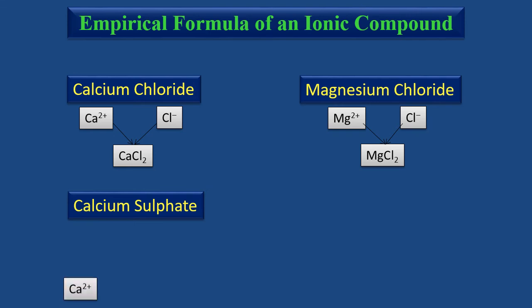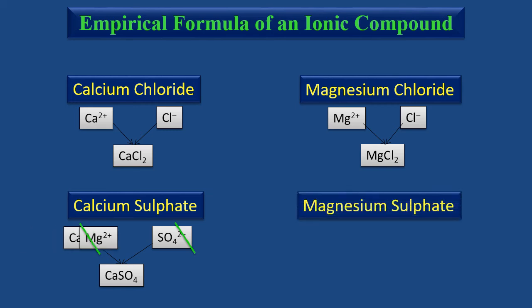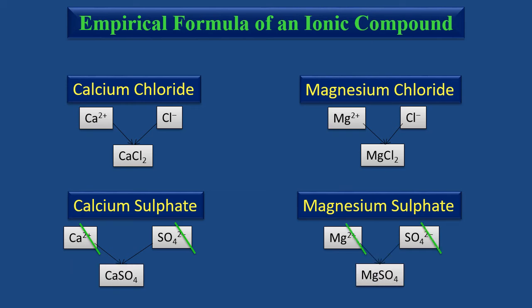Calcium sulfate. Now calcium ion is Ca2+ and sulfate is SO4 2-. So again we have same valencies which cancel out each other and we are left with CaSO4, which is the empirical formula of calcium sulfate. Magnesium sulfate, MgSO4, because 2 positive is cancelled out with 2 negative. I hope you understand.